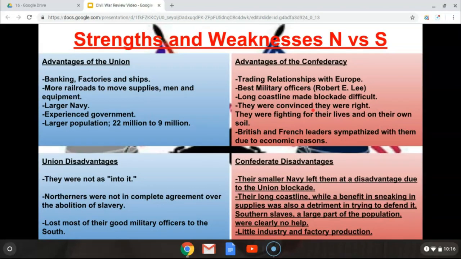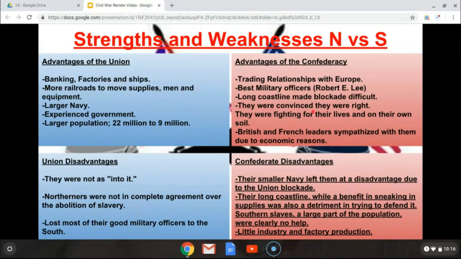Some disadvantages that they definitely had: that smaller Navy. Now, they did have some fast little boats, some blockade runners that were able to escape out, but really their smaller Navy was a disadvantage against the Union blockade. The long coastline, even though it was an advantage, is still a disadvantage because we had to try to defend that.